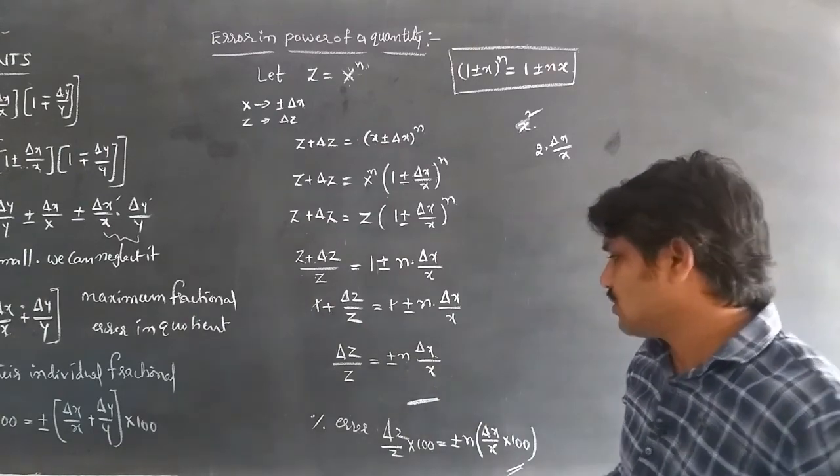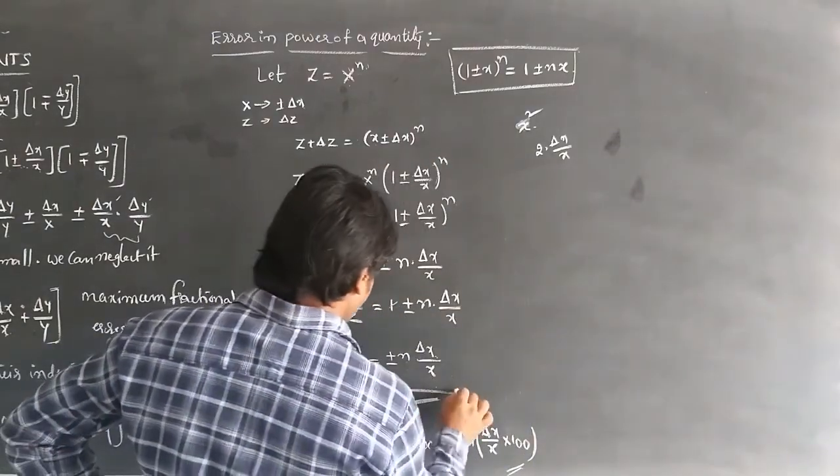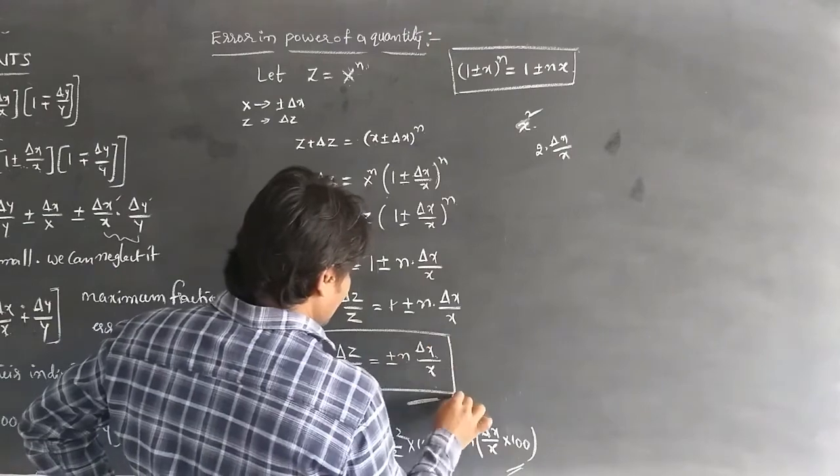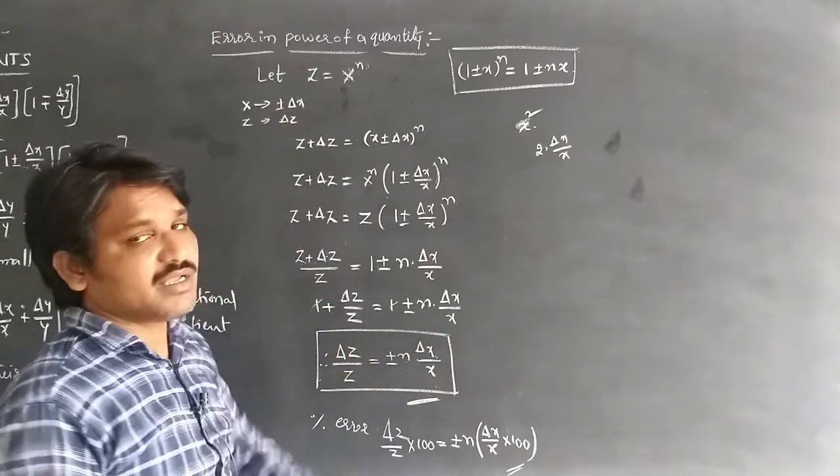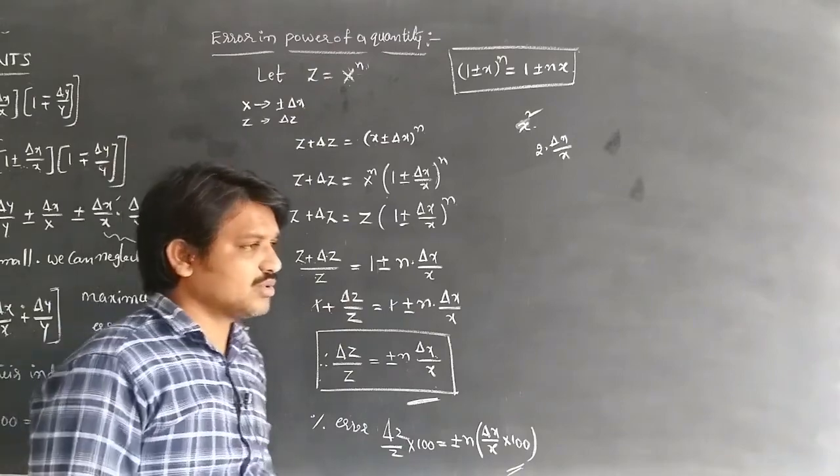So this is about how to know the fractional error of division, and at the same time the error in the power of a quantity. This is about how to know the errors.